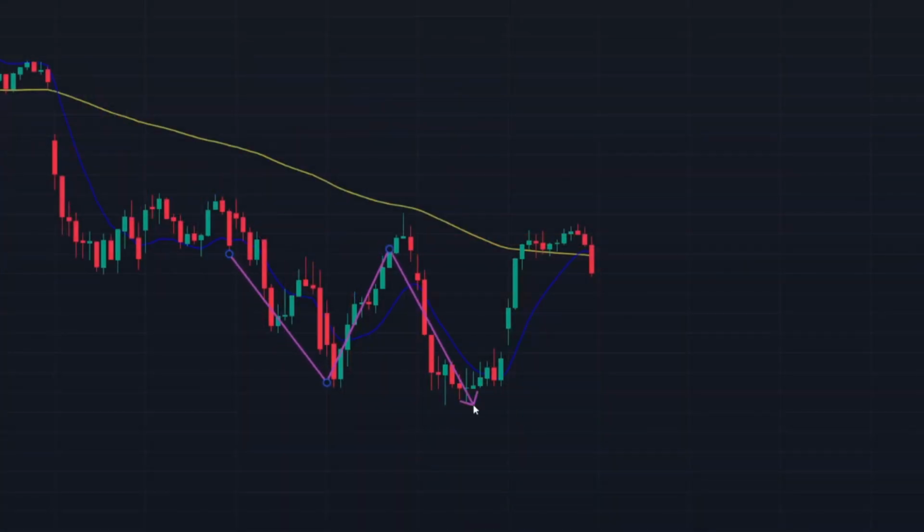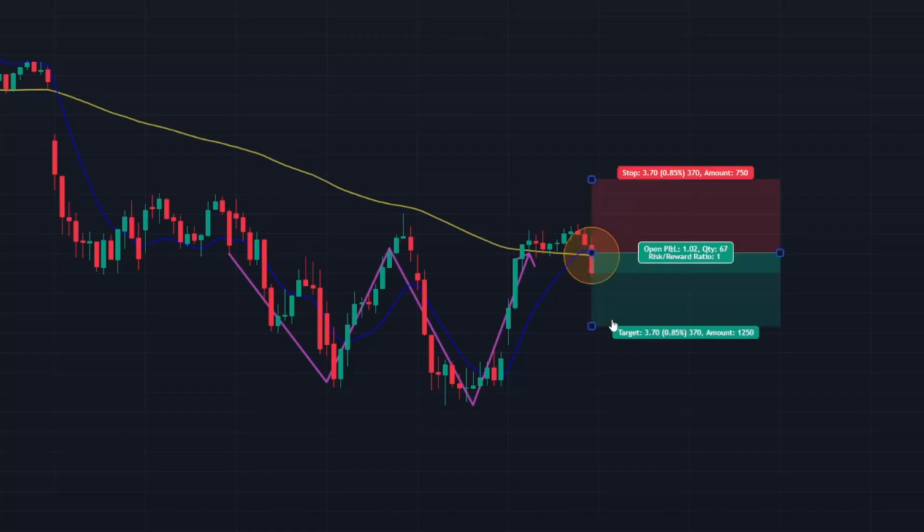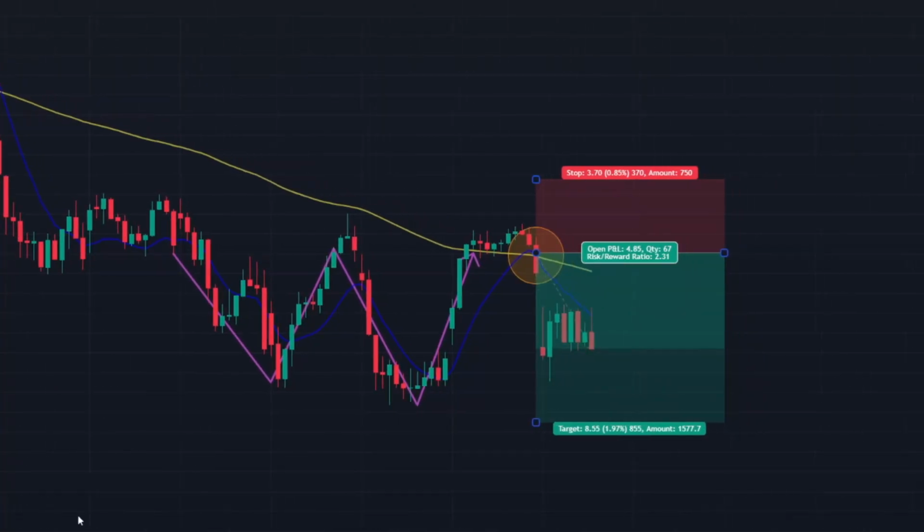Again, it is very important to note that for the short entry, the pattern must hold. If the lower high and lower low patterns are broken and the price goes above the previous low, then the setup becomes invalid and it is not safe to enter a short trade at that point.